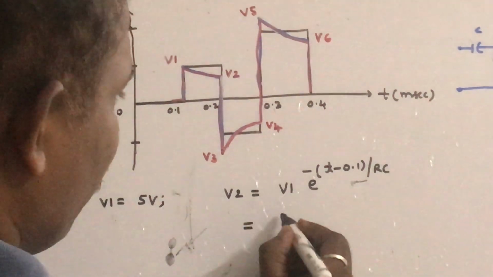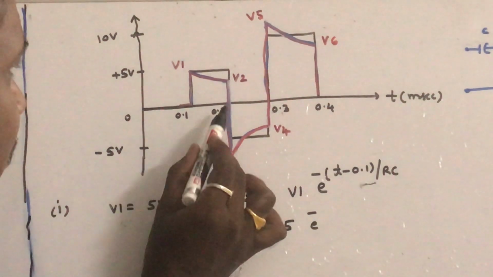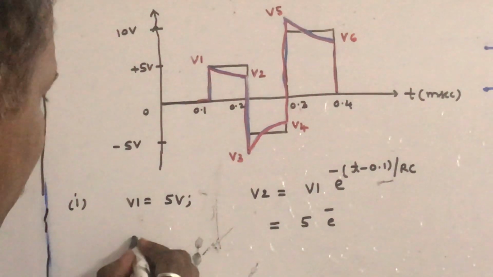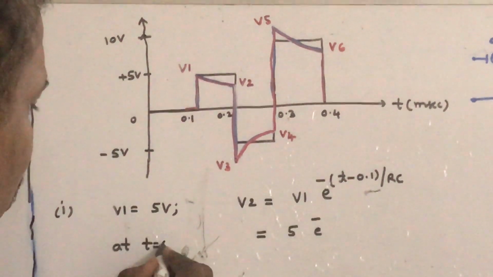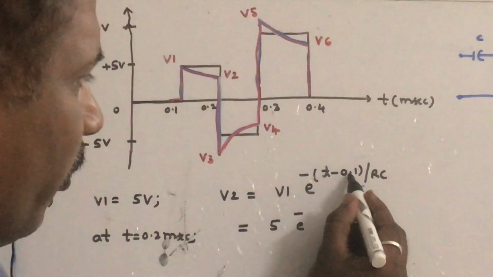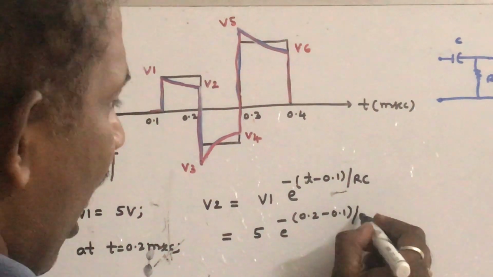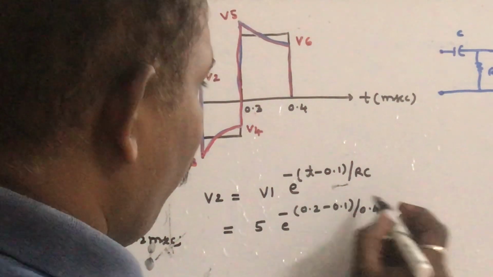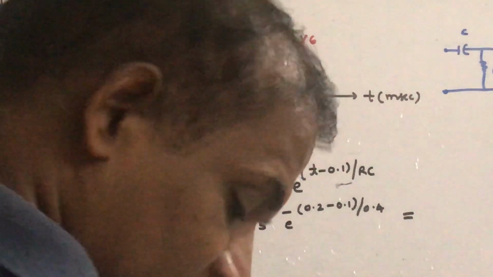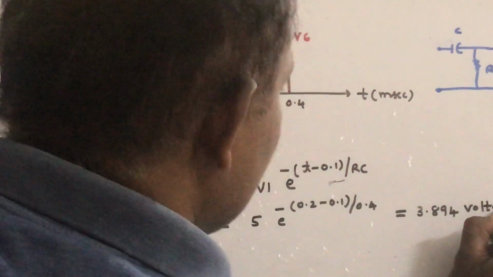So therefore substitute, what is V1? 5 into e power minus t. At what time do we want the voltage? At 0.2 we want V2. So at t is equal to 0.2 milliseconds, substitute t is equal to 0.2, so (0.2 minus 0.1) milliseconds by RC is 0.4 milliseconds. The milliseconds in the numerator and denominator get canceled out. So it will come out as 3.894 volts. So this is the value of V2.